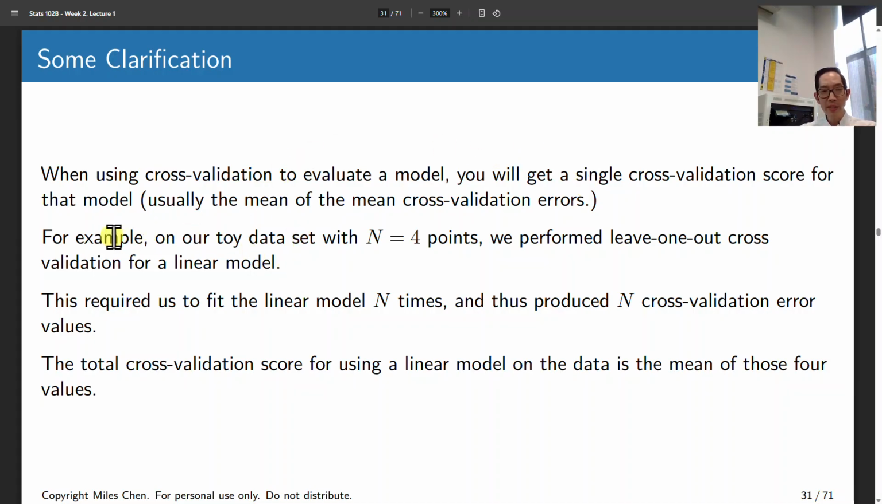And in our case, we had a toy data set with 4 data points. We performed leave one out cross-validation. We fit the linear model n times, and that produced n cross-validation values. And then we calculated the mean squared error there, okay? But again, you do this, you get one score for one model, in this case, our linear model.